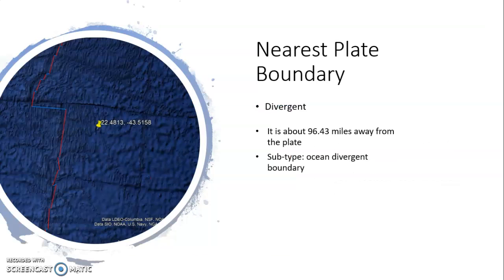The nearest plate boundary would be the divergent plate boundary. It's about 96.43 miles to the west of my location. The subtype is ocean divergent boundary.